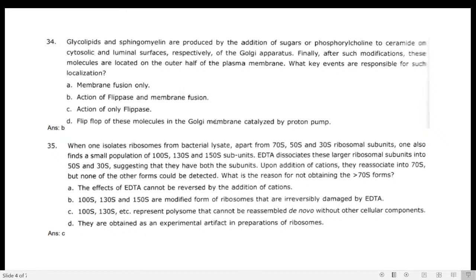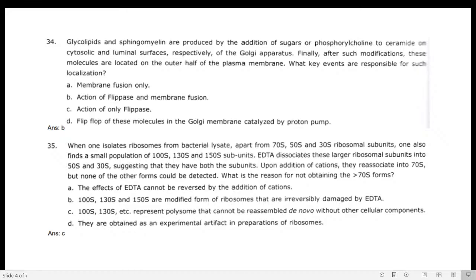When one isolates ribosomes from bacterial cells, apart from the 70S, 50S and 30S ribosome subunits, one also finds a small population of 100S, 130S and 150S particles. EDTA dissociates these larger ribosomal particles into 50S and 30S, suggesting that they are both subunits. Upon the addition of cations, they reassociate into 70S, but none of the other forms could be detected. No other forms are formed.